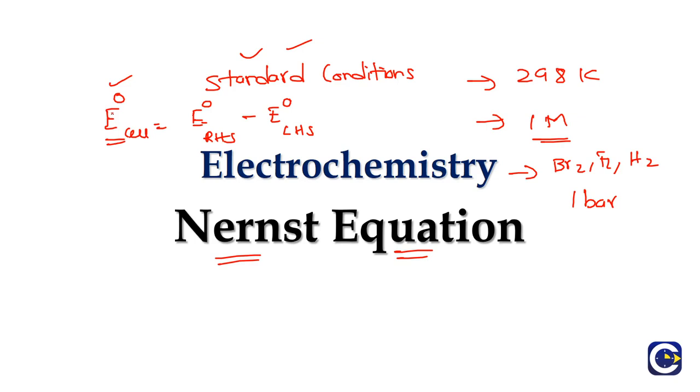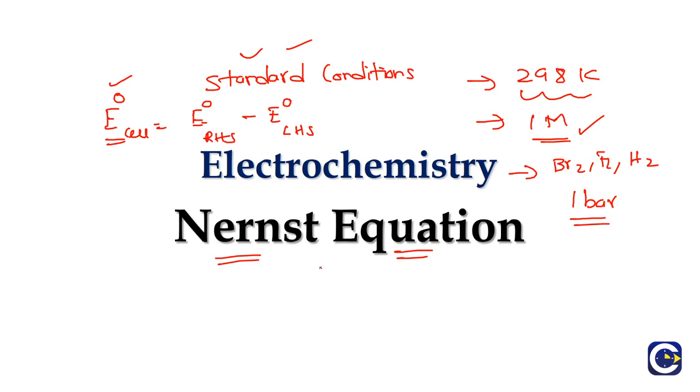Now the thing is, while we were discussing the finding of EMF of the particular cell at standard conditions, we hinted that we can have conditions changed. Like we may have a temperature different from 298 Kelvin. We may have the concentration of ions different from 1 molar. So particularly we'll discuss these two. Even for the gases, in case of a non-metal electrode, the pressure may be different.